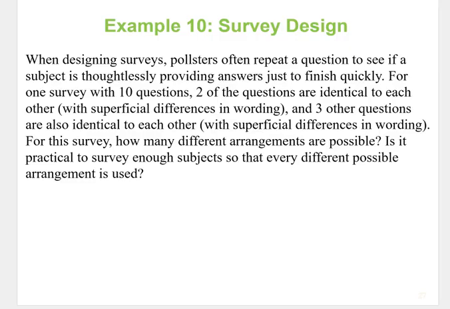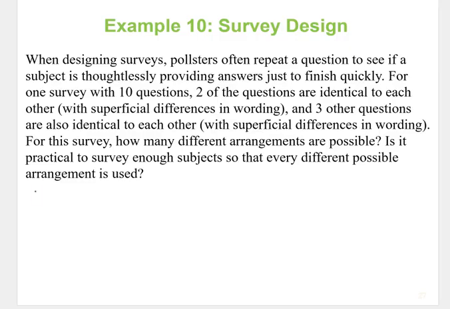All right, so here's the example of that survey I was telling you about. Pollsters often repeat the question to see if the subject is thoughtlessly providing answers just to finish quickly or if they're really reading the question. So you have a survey with 10 questions. 2 of the questions are identical and 3 others are also identical. For this survey, how many different arrangements would be possible of those survey questions?